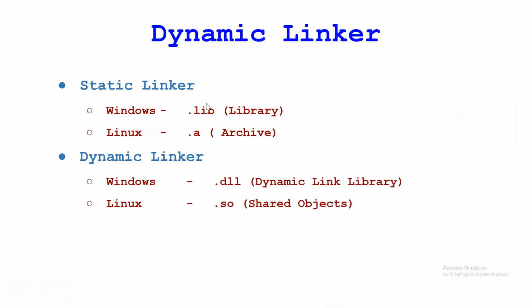In Windows, whatever are the libraries which have the extension like .lib, these are the static libraries, and in Linux, whichever are the files with extension .a, these are the archive files. These are the static linker files. And in dynamic linker, for Windows, the extension is .dll, which means these are the dynamic link libraries, and in Linux, that extension is .so, shared object. So these are for Linux.